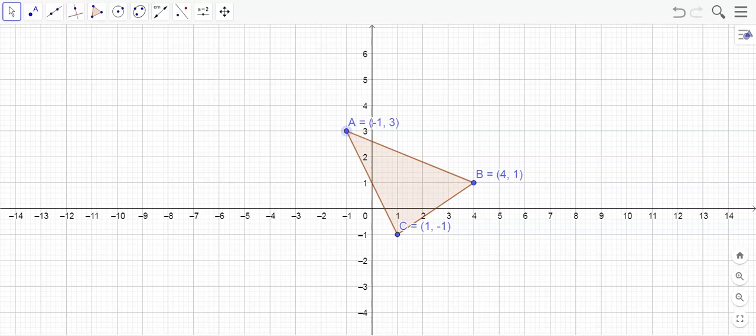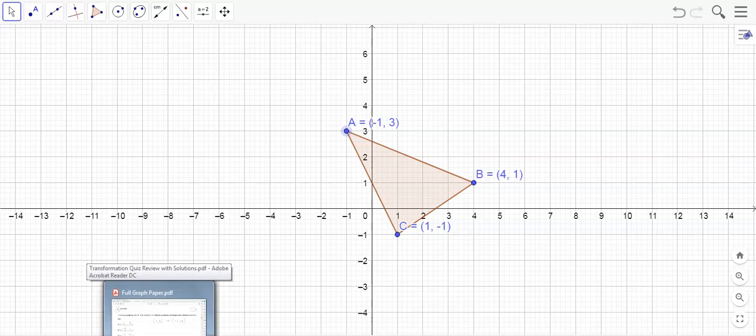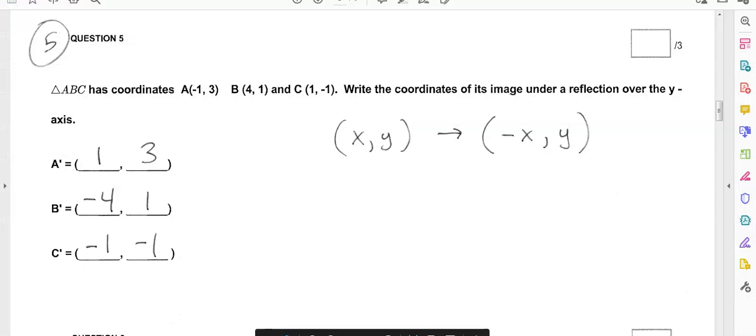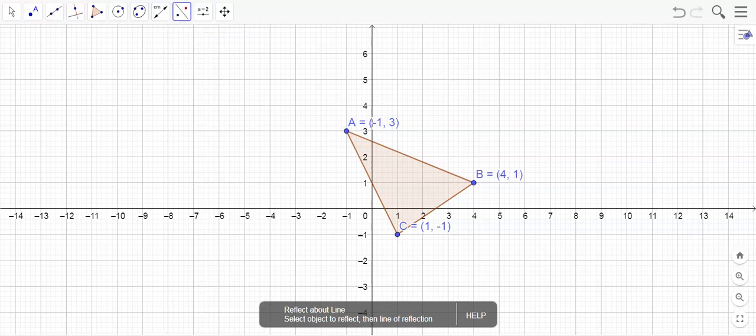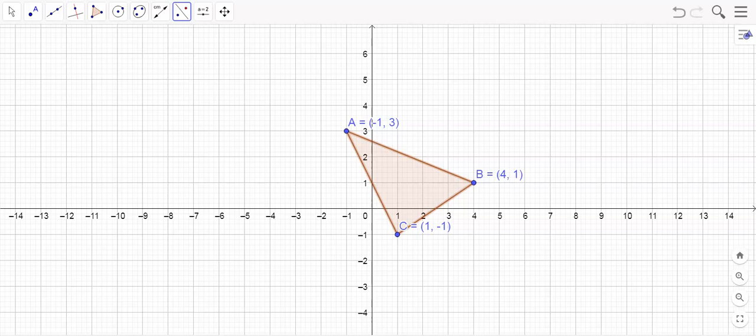Let me just make sure that this is the right question. We're doing number 5. -1, 3, 4, 1, 1, -1. Looks good. And now we need to reflect that over the y-axis. So I want to do a reflection of this over the y-axis.